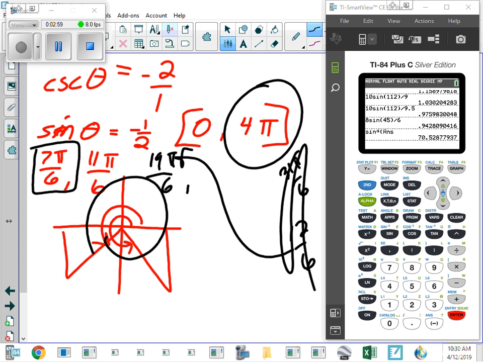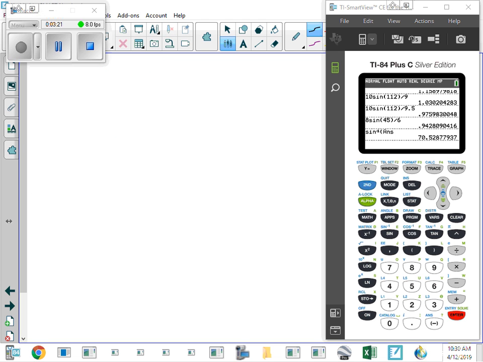Now I'm going to take my 11 pi over 6 and go all the way around again. And that creates 23 pi over 6. Does that fit in the window? Yes, because it's less than 4. 23 over 6 is just slightly less than 4. So that works. All right.